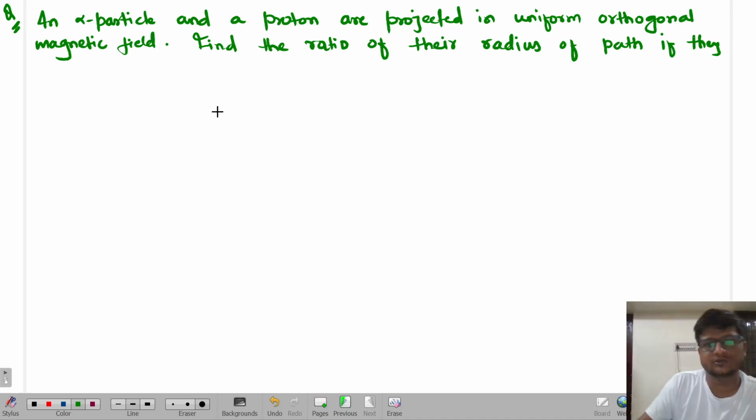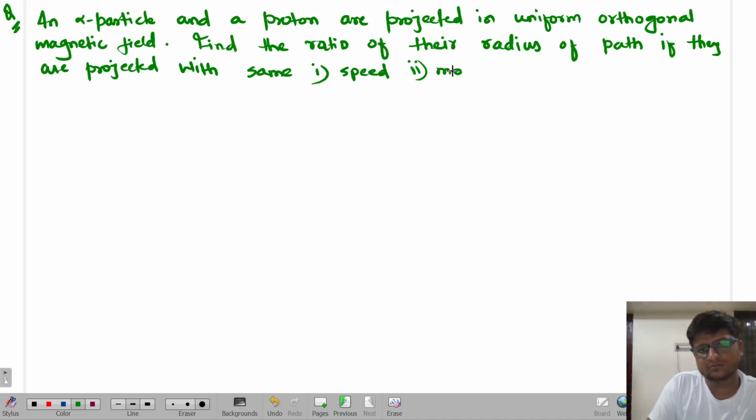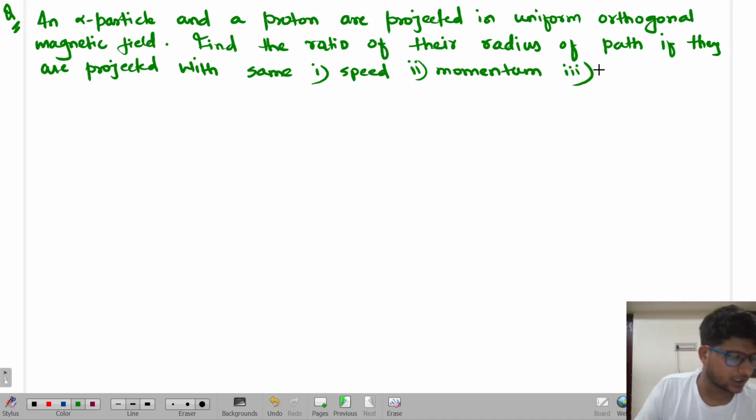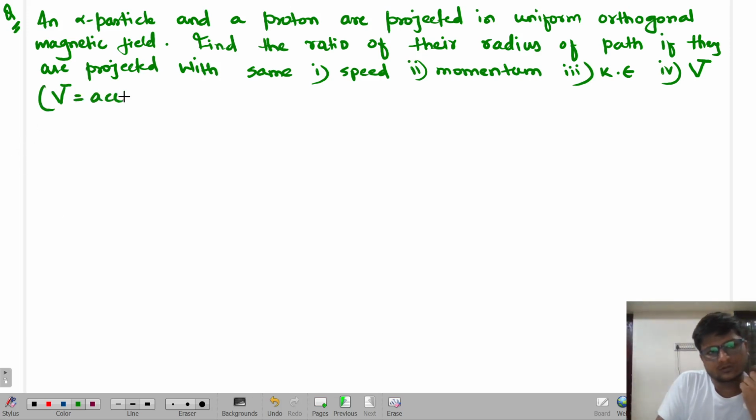if they are projected with, first case, same speed, second time momentum, third time kinetic energy, and fourth time potential difference, accelerating voltage V. Okay, do this question.